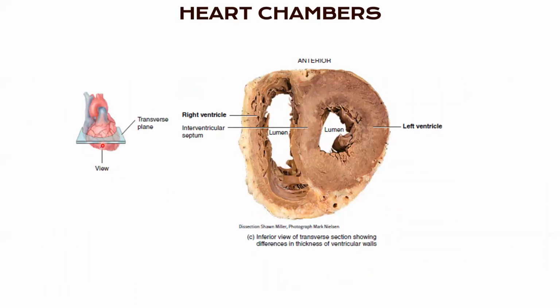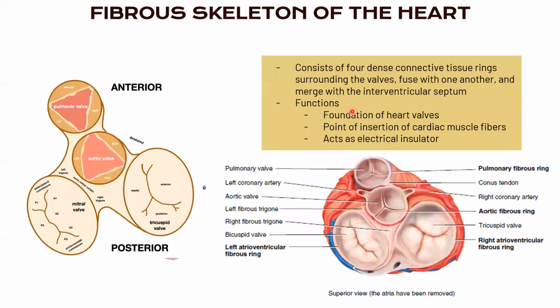Here is an inferior view of the transverse section showing the differences between the thickness of the ventricular walls. The left ventricle has a thicker wall as compared to the right ventricle because your left ventricle needs to pump blood with more force so that the blood would be pumped towards the aorta to the systemic circulation, as compared to the lesser force needed for the right ventricle to pump blood towards the pulmonary artery and the lungs.